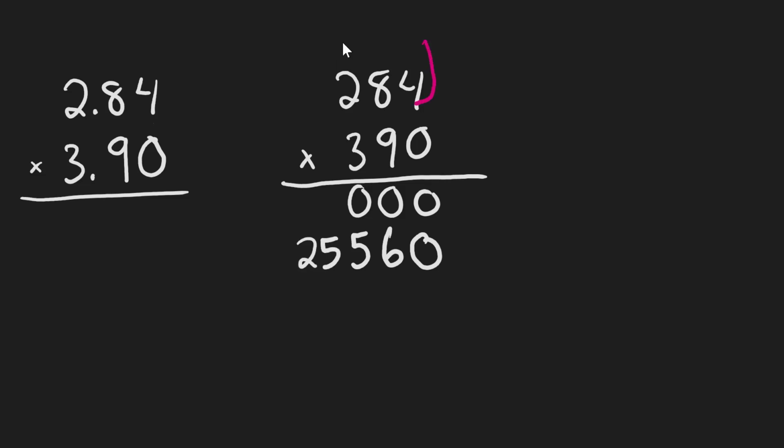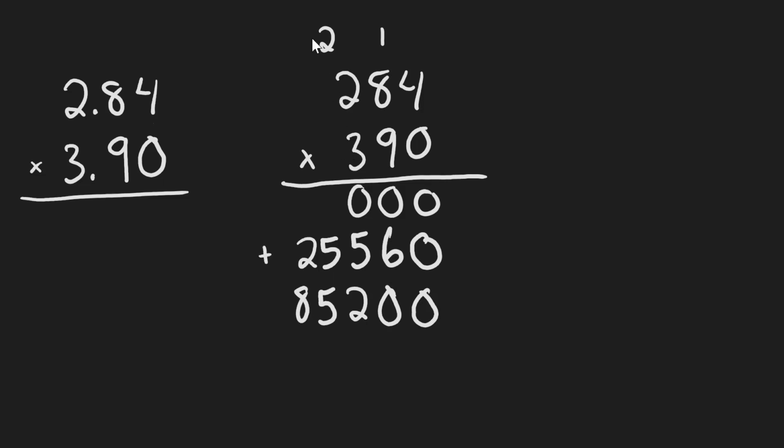And then finally, we'll do 284 times 3. So now we're in the third row, so we'll buffer this third row with 2 zeros. And so now 4 times 3 is 12, so we'll write down the 2, carry over the 1. And 8 times 3 is 24, plus 1 is 25. So we'll write down the 5 and carry over the 2. And then 2 times 3 is 6, plus 2 is 8.